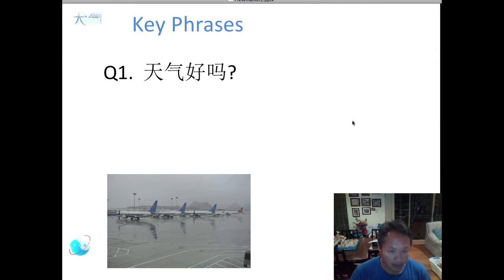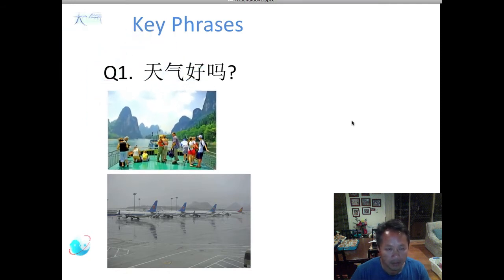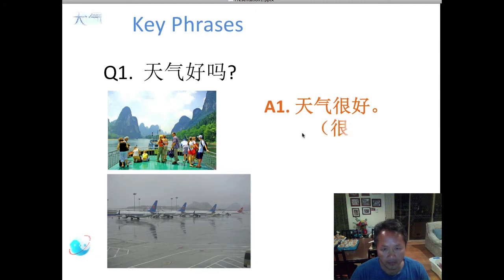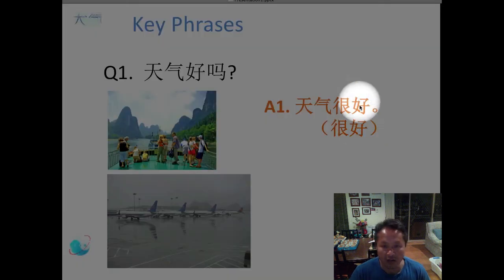Now, these lessons will follow similar patterns. There'll be a stimulus coming through, like a picture, and then the answer will be related to that picture. For example, answer 1, 天气很好. When you see this version in brackets, 很好, that's just the very basic answer you could have, 很好, or you could just have 好 on its own.